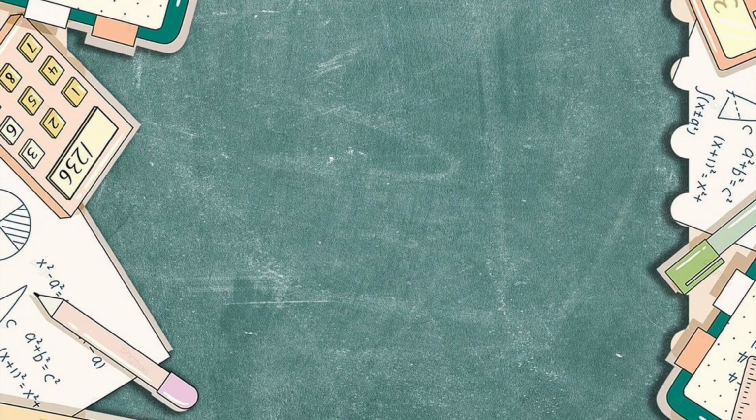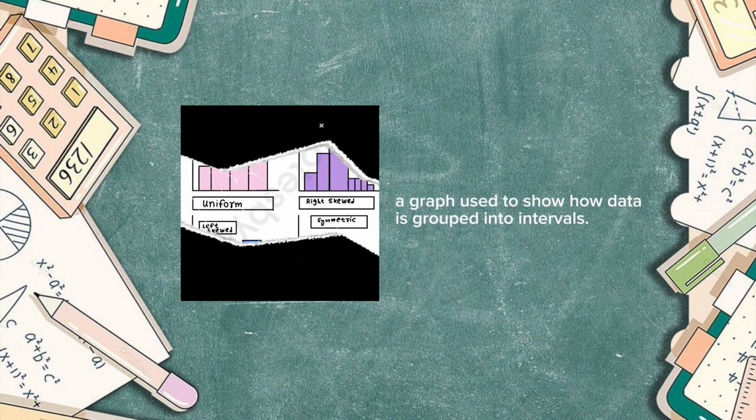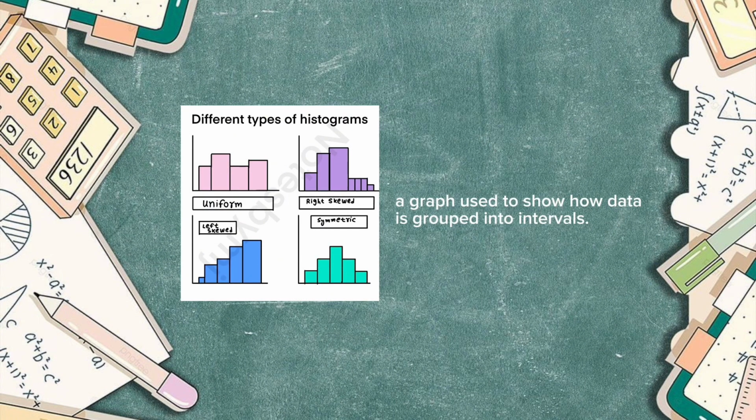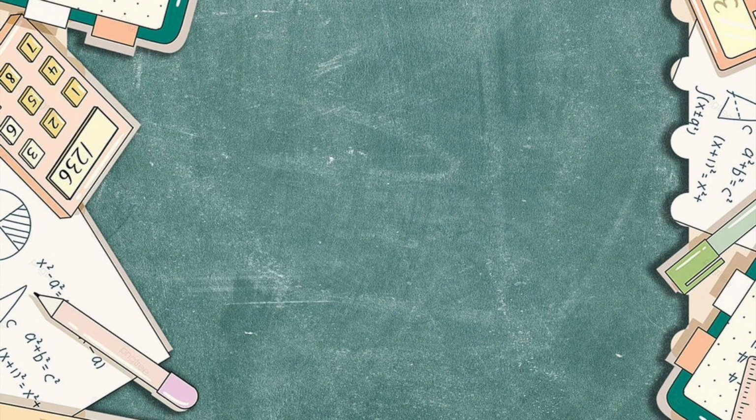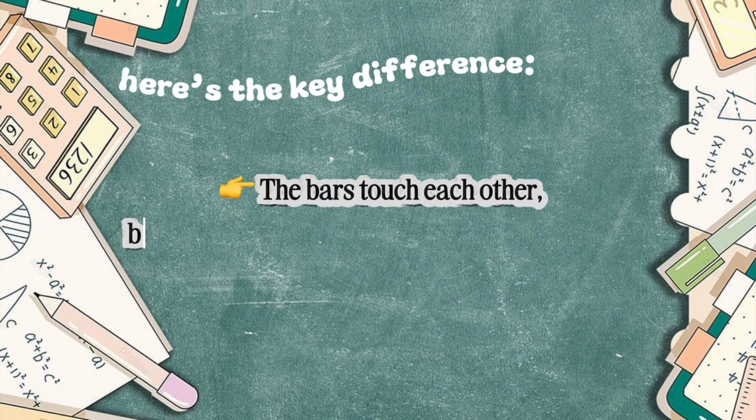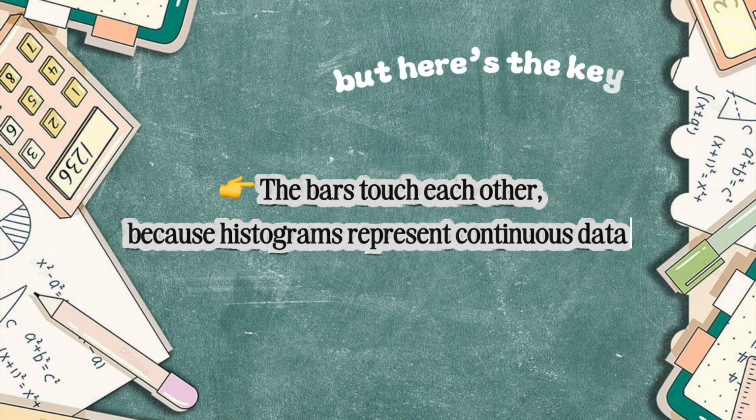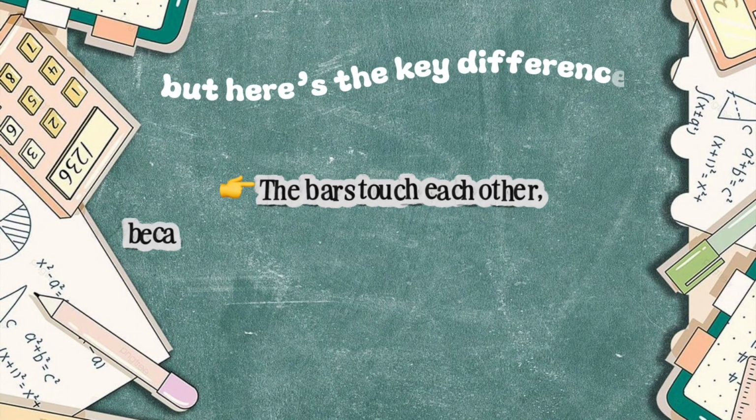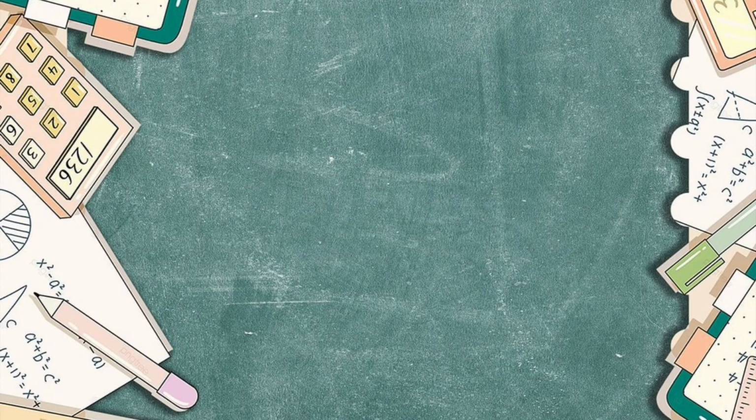Alright, let's begin with histograms. So first, what is a histogram? A histogram is a graph used to show how data is grouped into intervals, also known as class intervals. It looks like a bar graph, but here's the key difference. The bars touch each other because histograms represent continuous data.